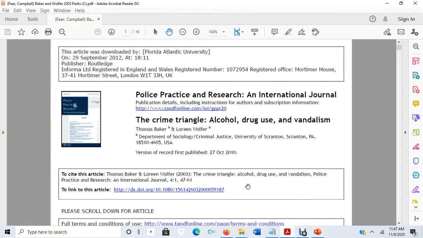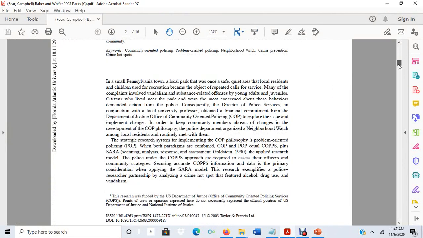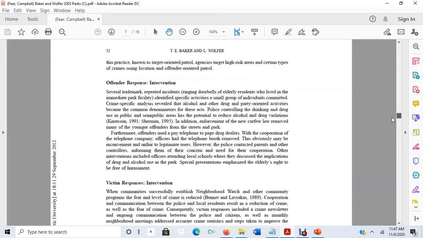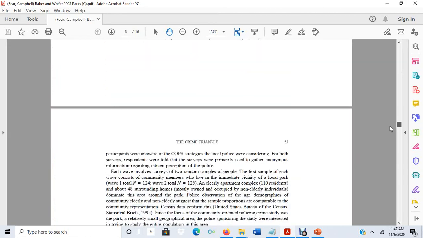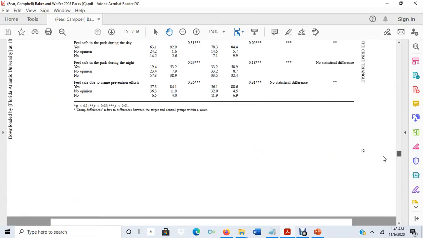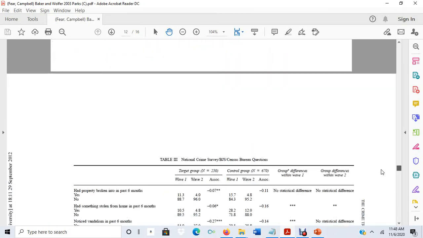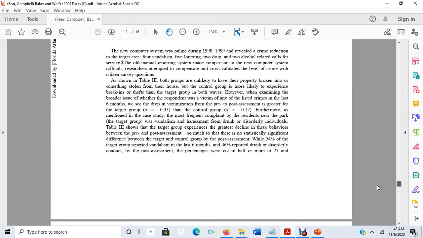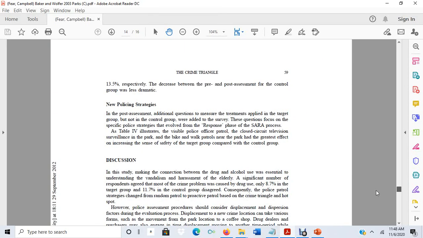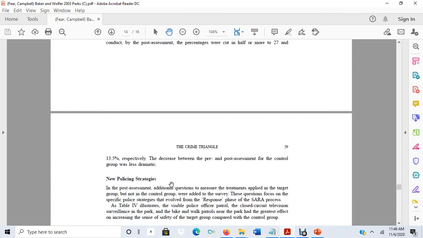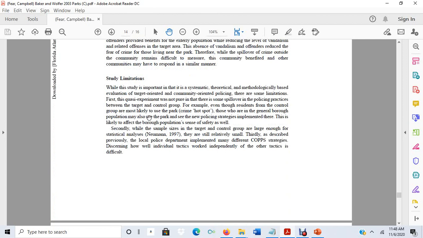I have, once again, the Baker and Wolfer crime triangle article. And sometimes in an academic journal article, they'll actually tell you the limitations to their study. Other times they don't tell you at all. And even if they do tell you the limitations, chances are they're not going to mention all of them. And so again, this is where your knowledge of methods is so crucial, because you can pick out limitations that the authors may not necessarily tell you about.